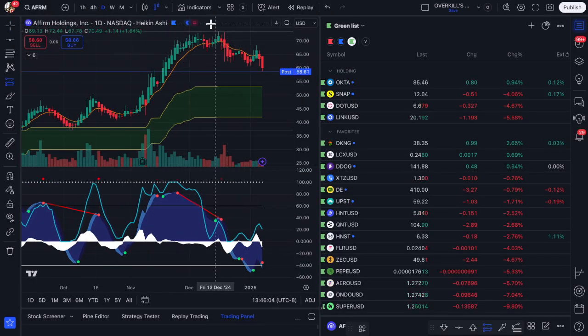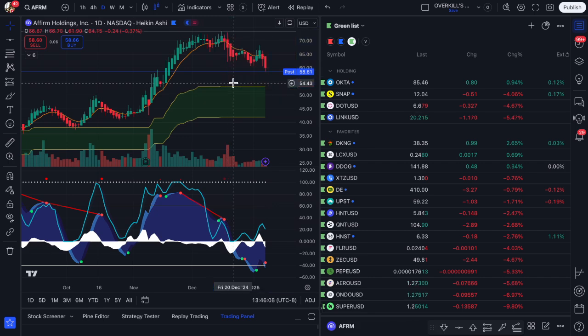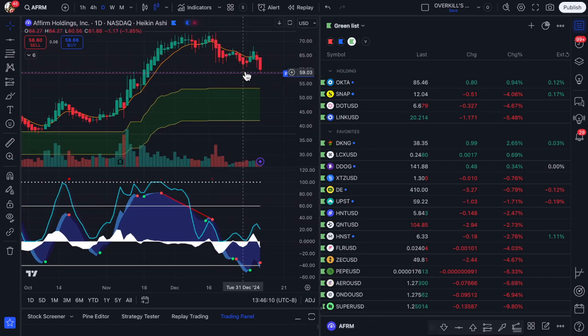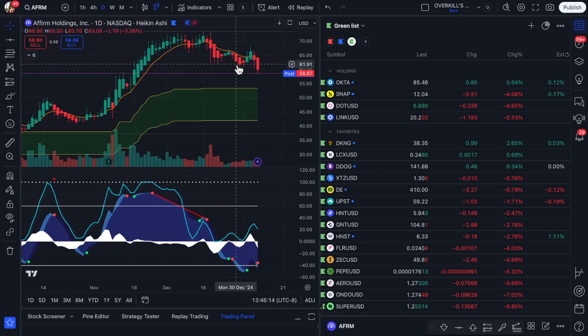AFRM, also another name that I know is trading at a premium. Again, we were trading at a premium up here at around $73. Okay, that was a 26, 27% premium off the golden zone. We're waiting for this one to come back down into the golden zone and give us a green dot. Right now, that dot is red, and we are trending down. This one's going to set up really nice.